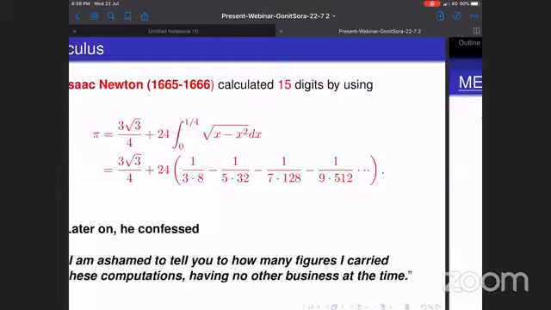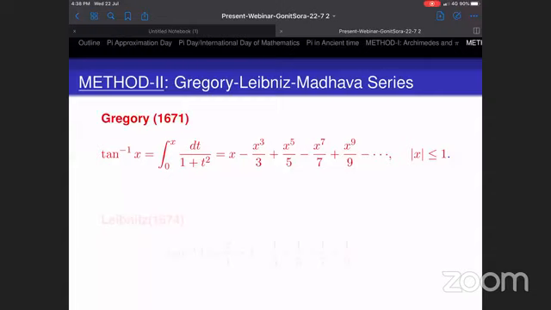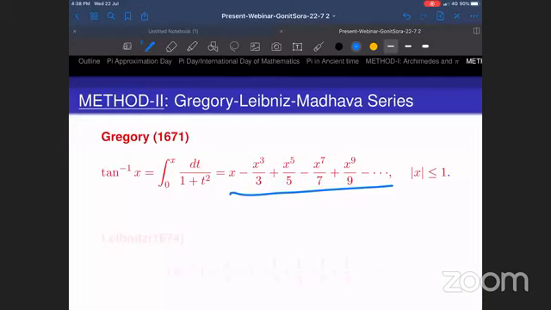Then our second method came. The second method: in 1671, Gregory found this formula, that arctan of x, or usually we call it tan inverse of x, has this infinite series: x minus x cubed by 3 plus x to the power 5 by 5, etc. And this converges for all modulus of x less than or equal to 1.